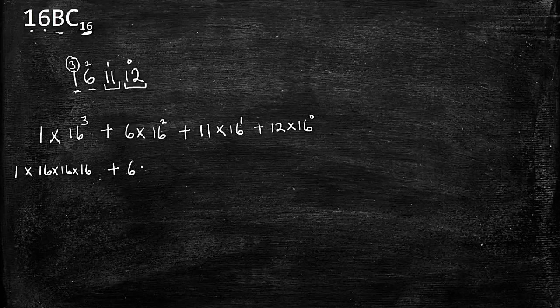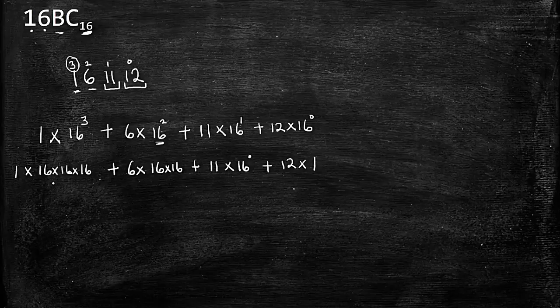Plus 6 times 16 raised to power 2, which is 16 times 16. Plus 11 times 16 raised to power 1, which is the same thing as 16, and then plus 12 times 16 raised to power 0. If you can remember, we said any number raised to the power of 0 is 1, so we write down 1. So now what is upon us is to find the calculator, or if you can compute it with our heads, that's okay, but it's preferable to find the calculator and make these computations.